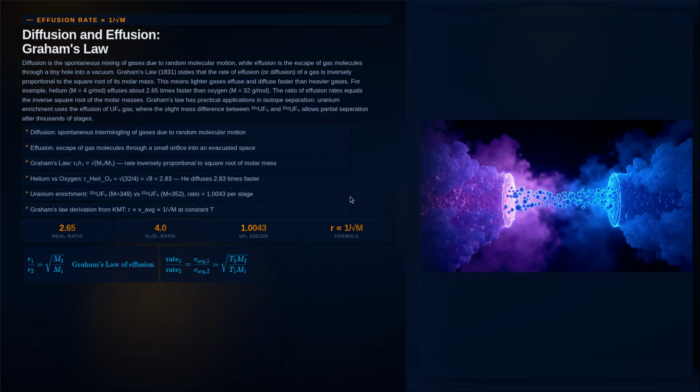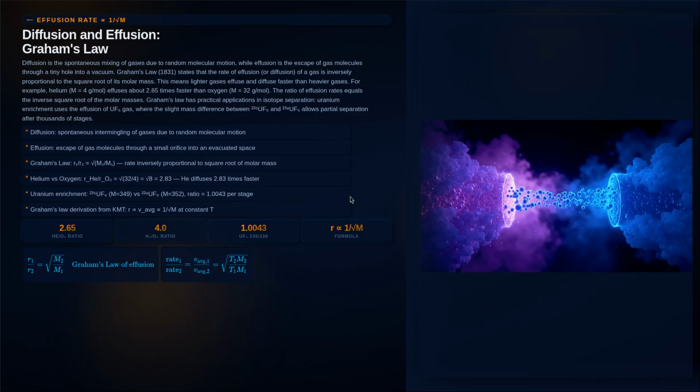Diffusion is the spontaneous mixing of gases due to random molecular motion. Effusion is the escape of gas molecules through a tiny hole into a vacuum. Graham's law states that the rate of effusion or diffusion is inversely proportional to the square root of the molar mass. This means lighter gases move faster. Helium effuses about 2.83 times faster than oxygen. Hydrogen effuses 4 times faster than oxygen.